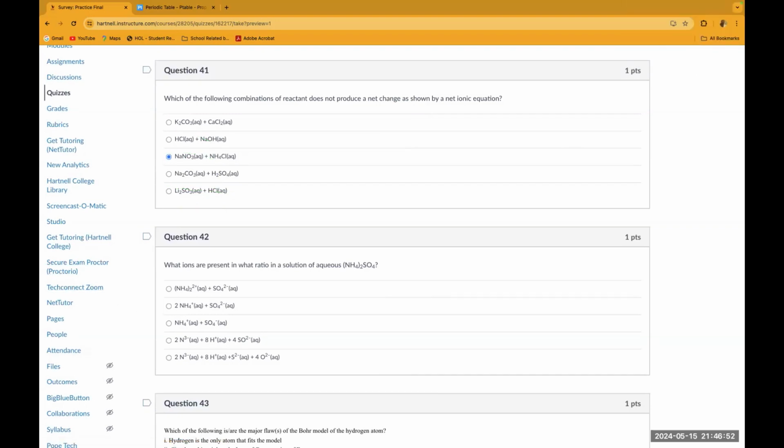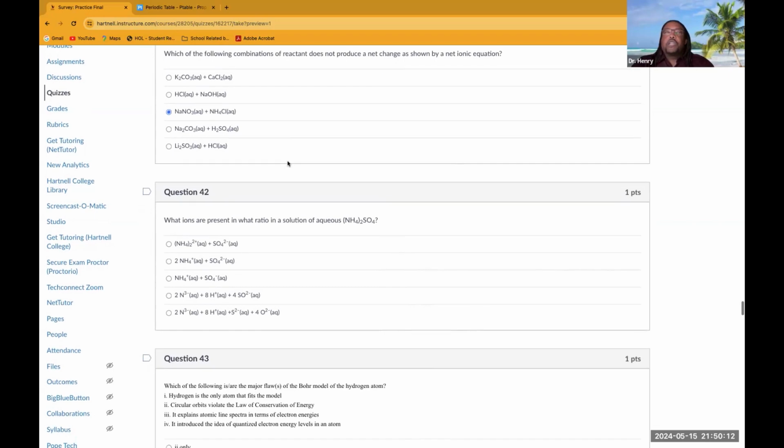Dr. Henry? Wait, how do we know it doesn't become a solid on the activity series? And not from the activity series, from the solubility table. Let me pull up the solubility table. Okay, so let's keep moving forward. You're going to look at the solubility table. It's in the back of your chemical packet. And then you'll know that the nitrate and the ammonium, whatever they bind with, they will never form a precipitate. They're always going to be soluble.